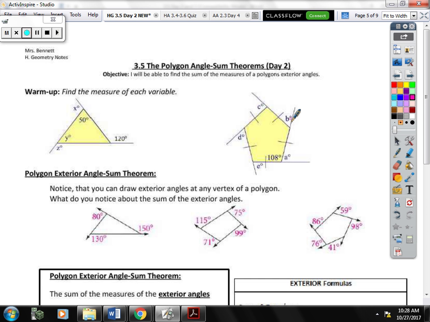Jax? Oh no, take a minute to do all. Yes. How about for Y? Evelyn? 70. And Z? Jada? 110.